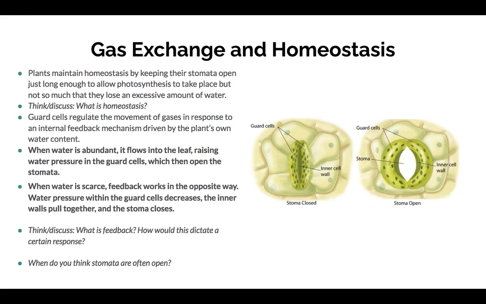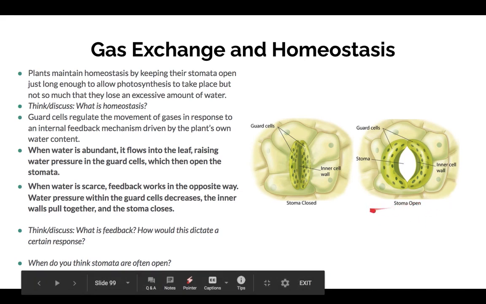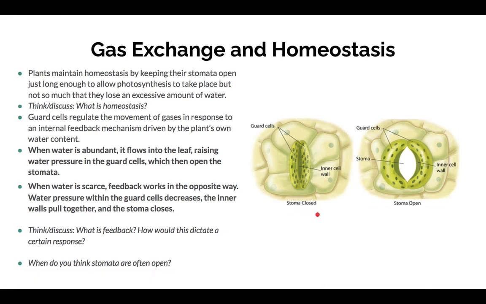Guard cells regulate the movement of gases in response to an internal feedback mechanism driven by the plant's own water content. When water is abundant, it flows into the leaf, raising water pressure in the guard cells, which allows them to open the stomata. So if water is abundant, the stoma would be open. When water is scarce, feedback works the opposite way. Water pressure within the guard cell decreases, the inner walls pull together, and the stoma closes, shown here.